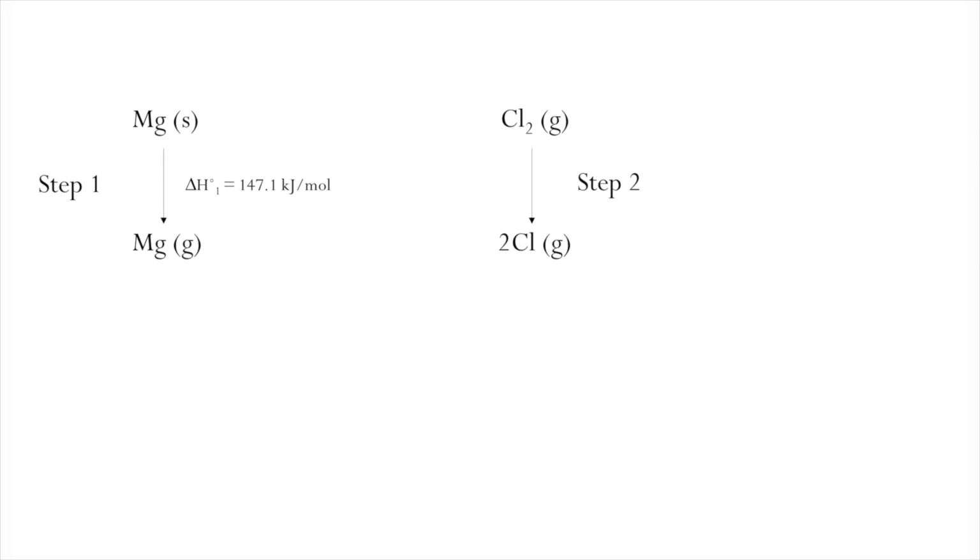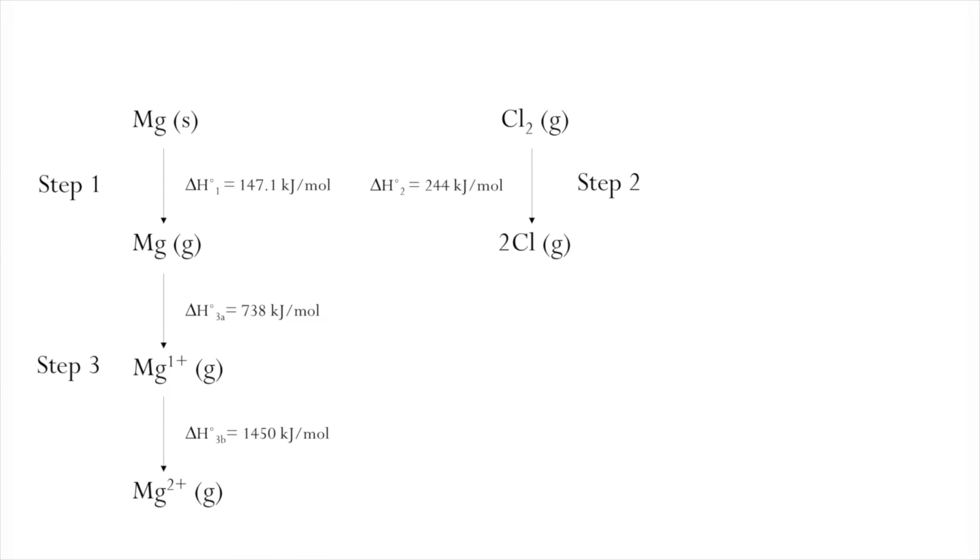We have step 1, magnesium solid to magnesium gas, and the corresponding enthalpy. Step 2, diatomic chlorine gas to 2 chlorine gas molecules and delta H2. Step 3, magnesium gas to magnesium plus 1 gas corresponding to delta H3A, then magnesium plus 1 gas to magnesium 2 plus gas corresponding to delta H3B. Step 4, 2 chlorine gas to 2 chlorine minus gas. Recall that we need to multiply this by 2 since we are undergoing 2 moles of reaction, aka taking 2 chlorine gas molecules and adding 1 electron to each to form 2 chlorine minus gas ions.